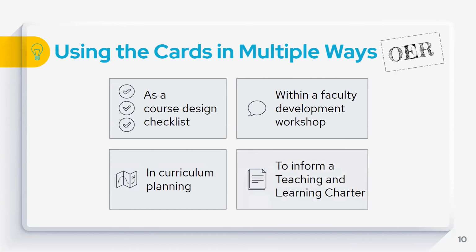And a fourth way would be to inform a teaching and learning charter. So really that's thinking of a charter as a list of guiding principles or commitments and responsibilities for both teachers and students, to ensure that the teaching and learning is reciprocal and student-centered. And the University of Saskatchewan really has a great example of a learning charter if you're interested in seeing some of those student and teacher commitments to each other.